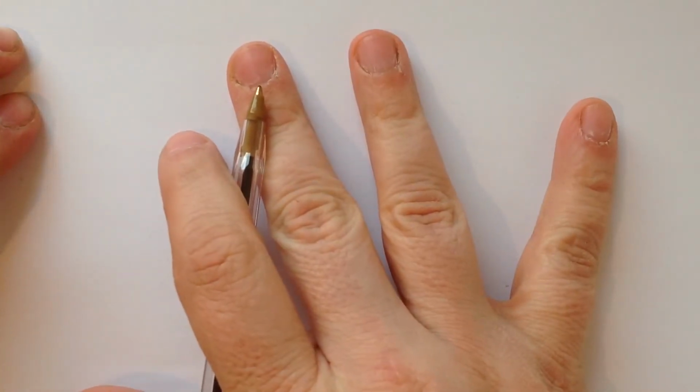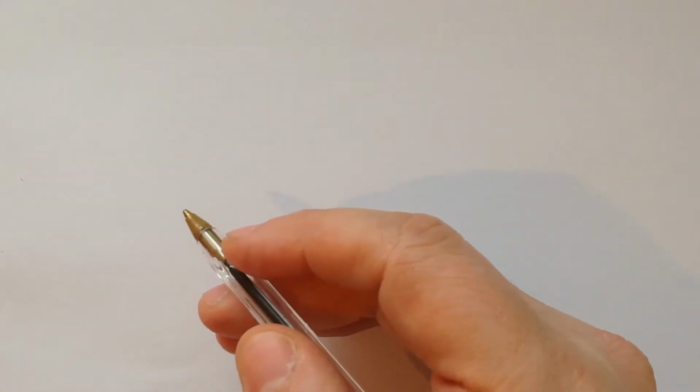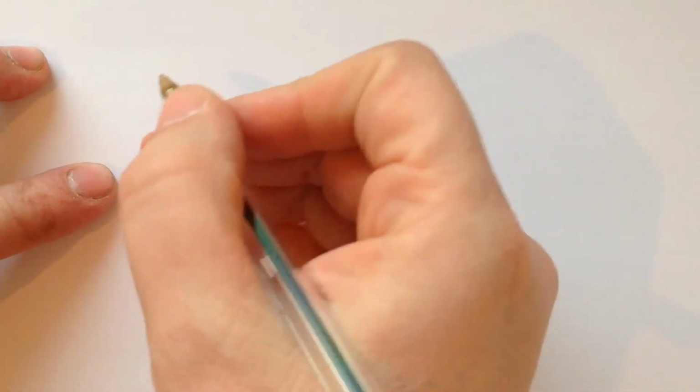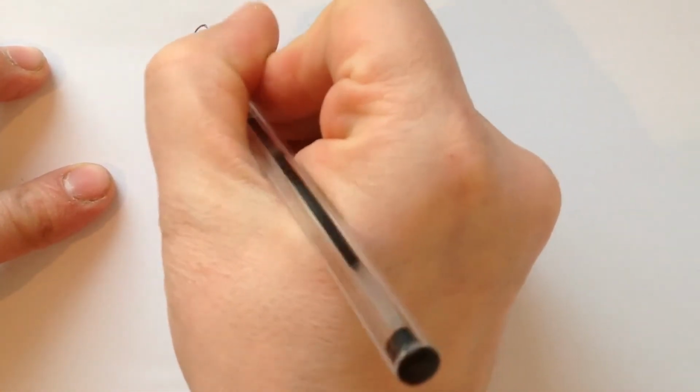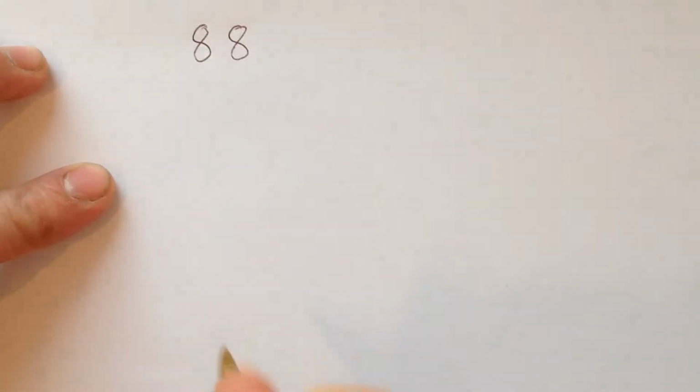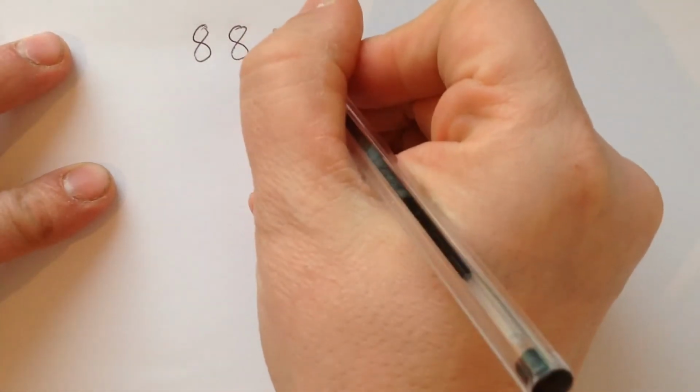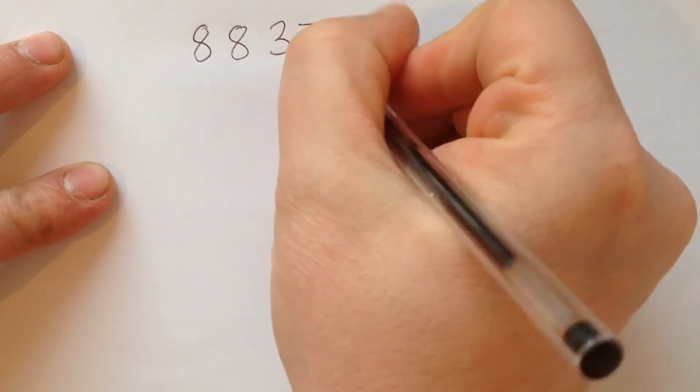Okay, for this demonstration I'm going to show you how to do the maths task looking at part whole models. So the first thing I have to do is come up with a random number. I'm going to come up with a 4-digit number, and I'll always like having 88 in there somewhere. So I'm going to have 88, and then I'm going to choose a few more digits. Let's go for a 3 and a 7.